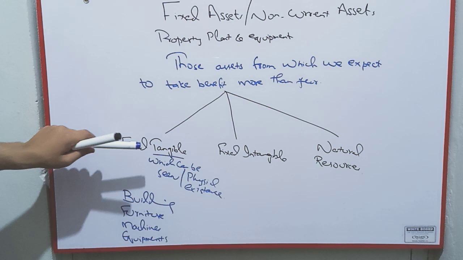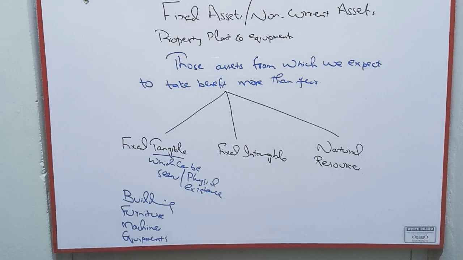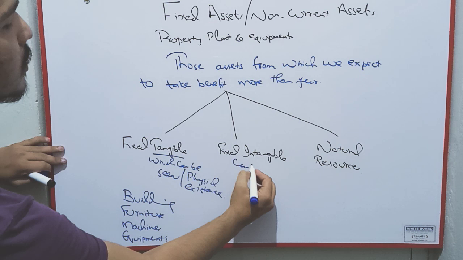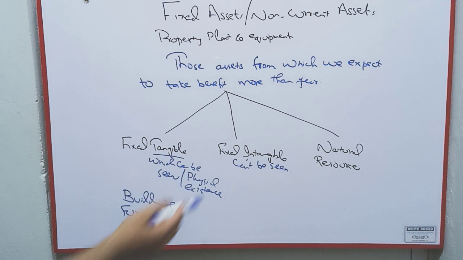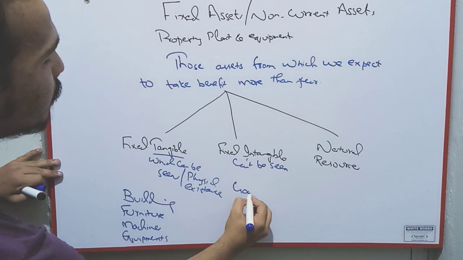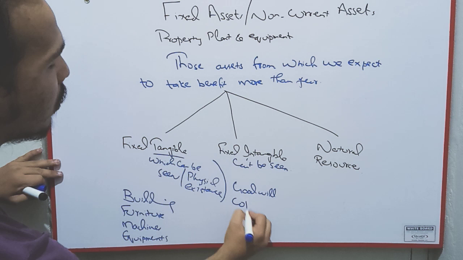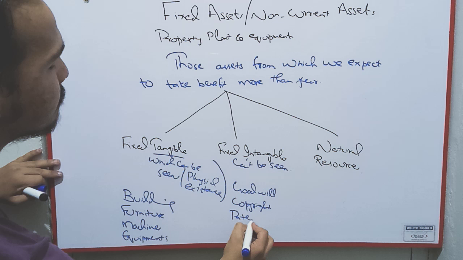Fixed intangible assets, those fixed assets from which we expect to take benefit more than a year and which cannot be seen, which don't have physical existence. For example, goodwill or copyright, patents, licensing.